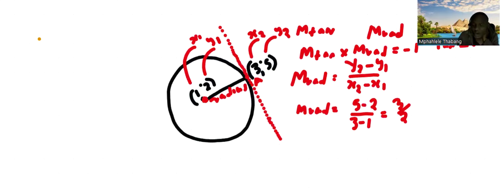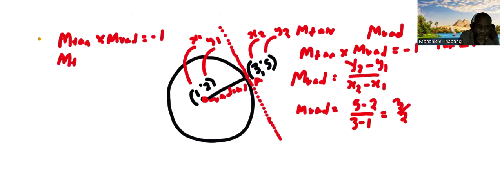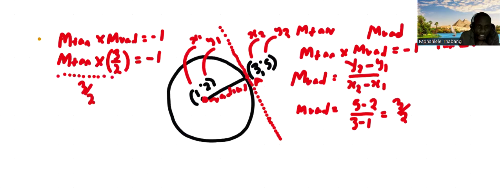So I'm going to use this now to find the gradient of a tangent. I'm going to say M of tan times M of a radius is -1. What is M of tan? It's what I'm looking for. What is M of a radius? It is found to be 3 over 2. So you can divide both sides by 3 over 2. You divide -1 by 3 over 2. It is actually M of tangent, which is -2 over 3.